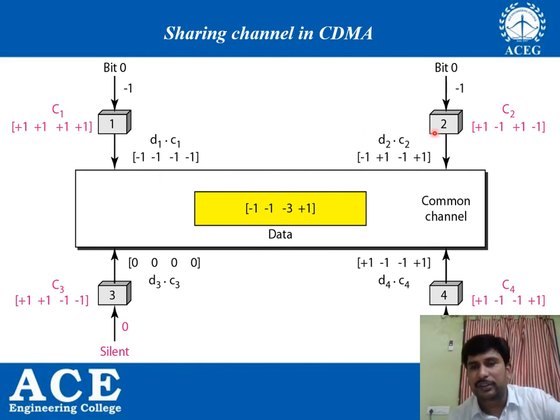Now device 2 is also trying to transmit bit 0, so the bit value represented here is minus 1. So D2 equals minus 1 and this is C2. What is the product of this D2 dot C2?